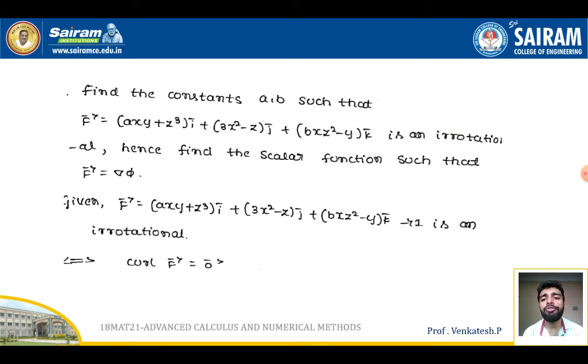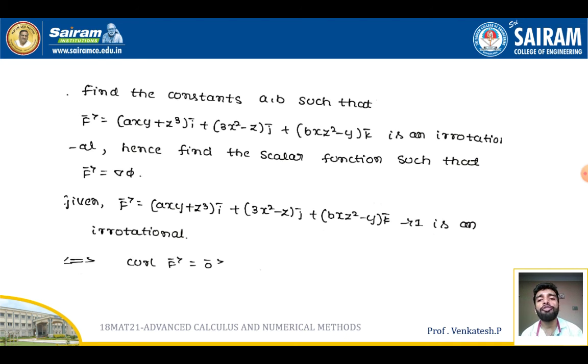One more example: find the constants a and b such that f = (axy + z^3) i cap + (3x^2 - z) j cap + (bxz^2 - y) k cap is an irrotational vector. And also find the scalar function phi such that f = del phi. So first, we have to find the constants a and b from the given f vector, and since it is irrotational, we can use curl f = 0.